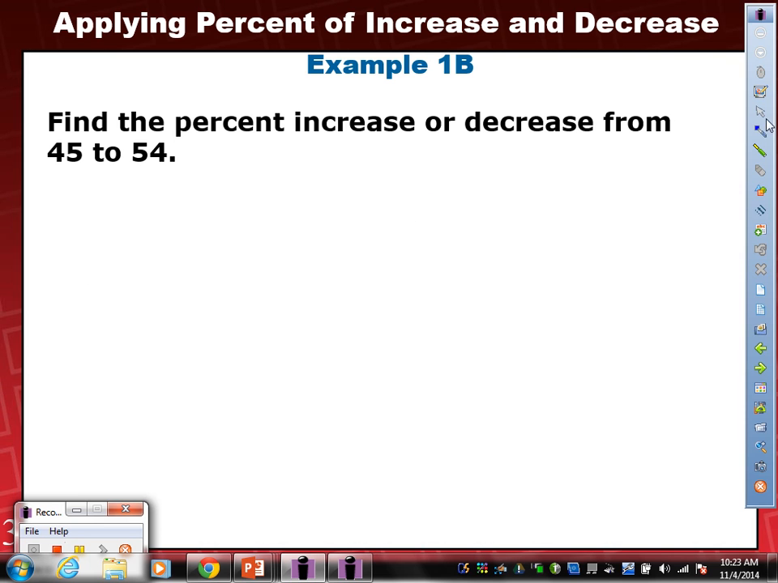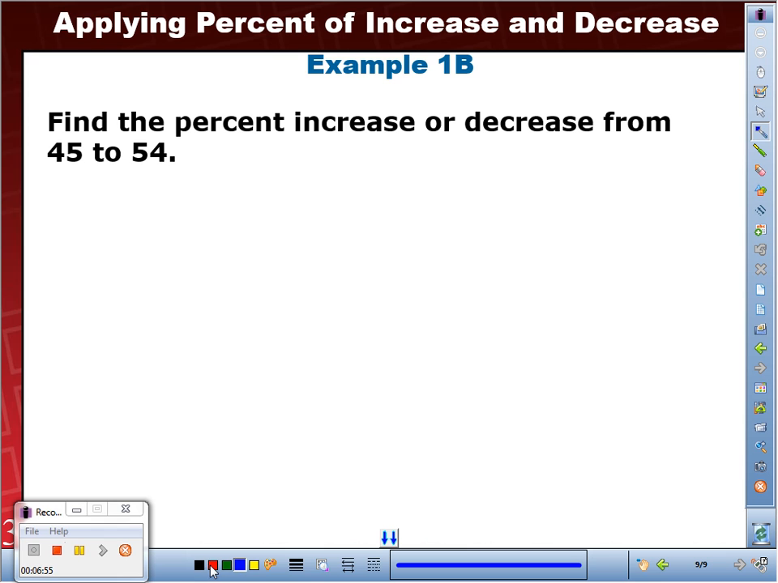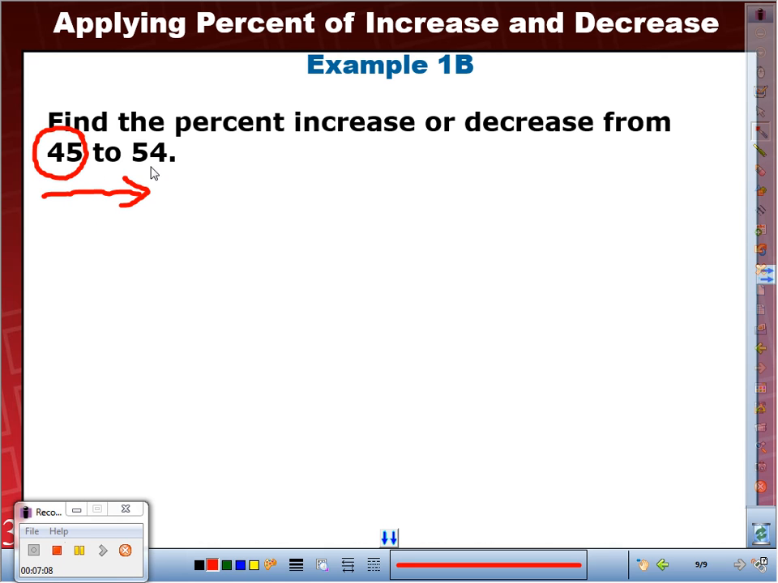So let's see. First things first. You're going to circle the first number that comes up from left to right, which is what? 45. That's going to be our original. Draw an arrow going this way so that you can actually see what's happening from 45 to 54. Is it decreasing or increasing? So you're going to write over here increase. So like that, when we write our percent here, we know that it's going to be an increase. Everybody with me so far?